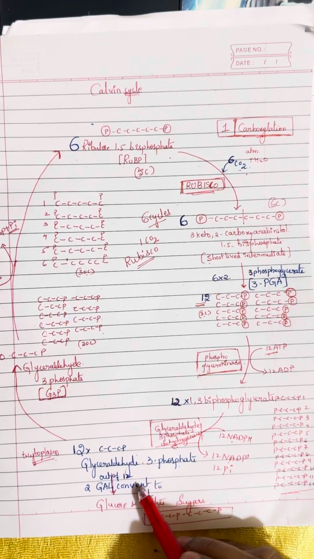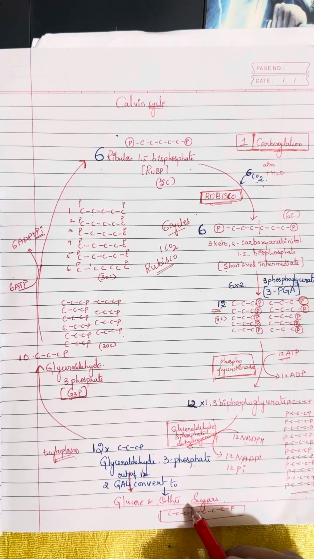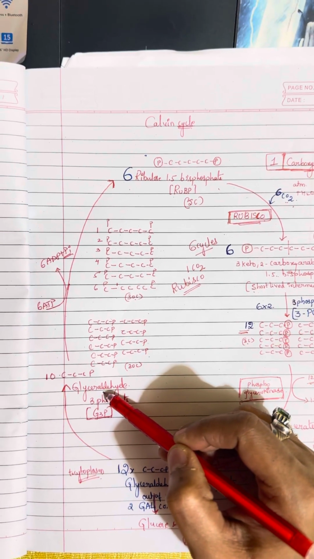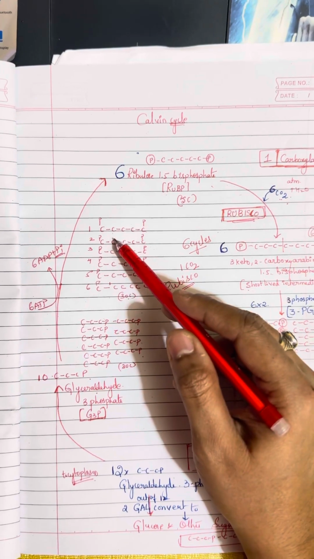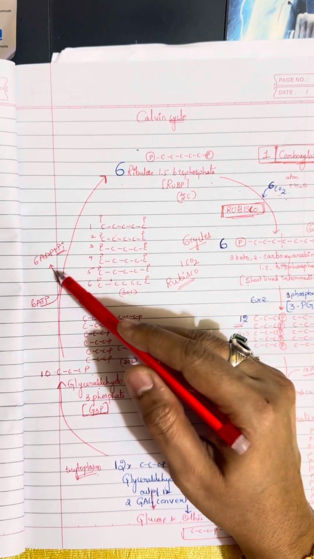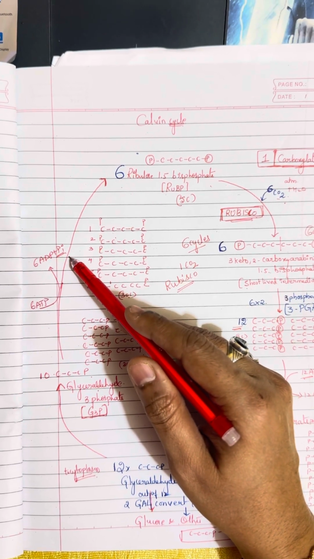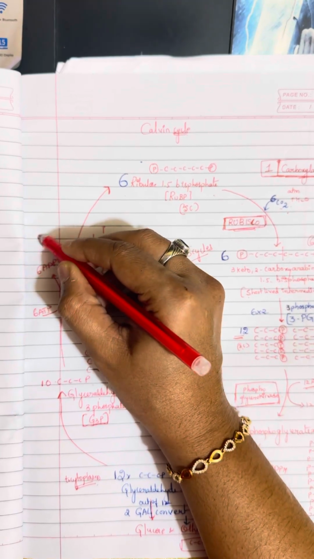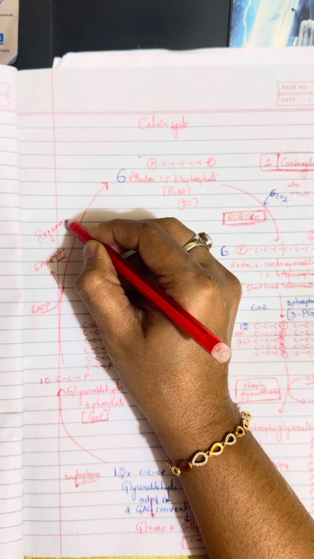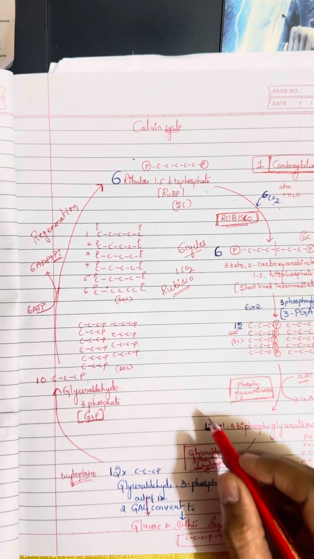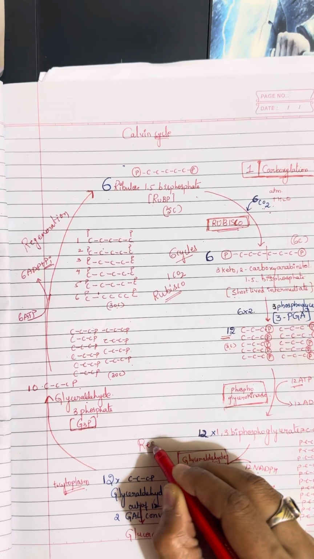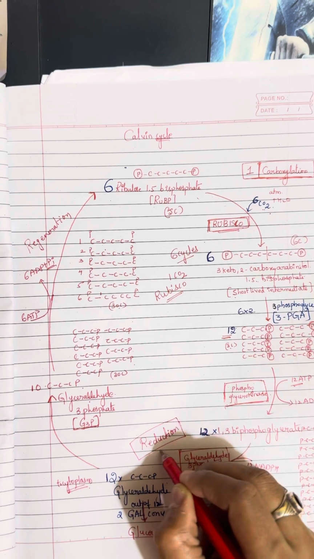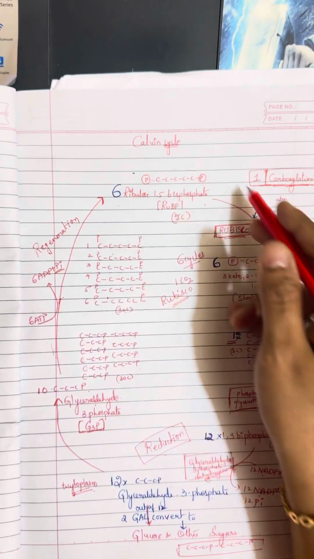Out of the 12, 2 phosphoglyceraldehyde convert into glucose and other sugars, and so 10 molecules of glyceraldehyde 3-phosphate continue. These 10 molecules further become the 5 carbon compound RuBP by utilizing 6 ATP and releasing 6 ADP plus inorganic phosphate. This process is called regeneration, and this process of preparing the sugar we call reduction. This is how these 3 steps continue: carboxylation, reduction and regeneration. Again they combine, and the cyclic process continues.